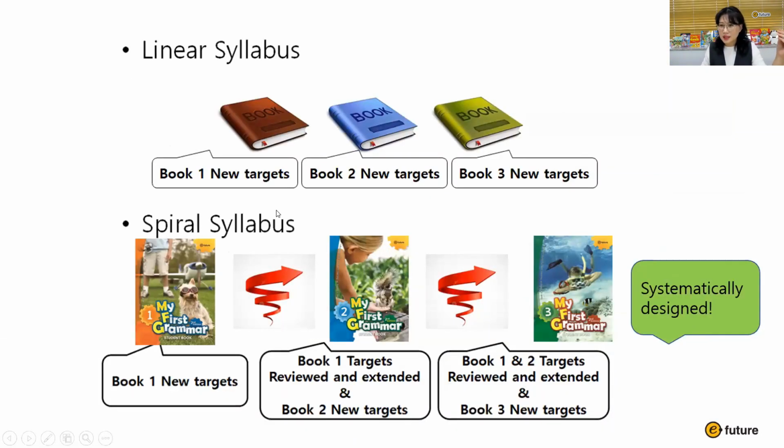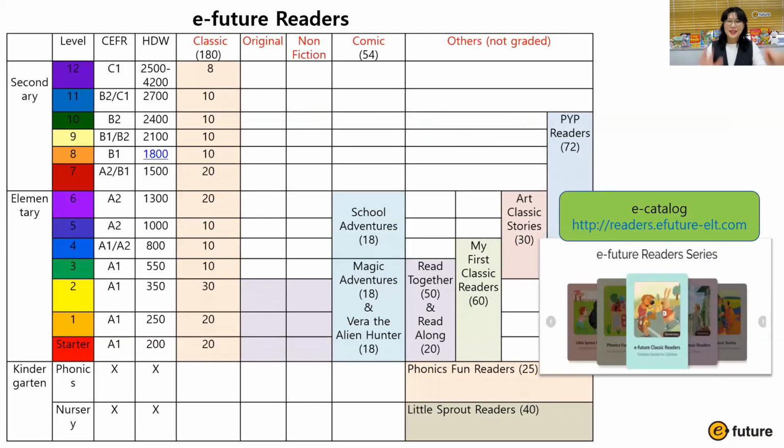And again, spiral syllabus, remember? Okay, so book 1, new targets. And in book 2, you link and review and extend book 1 targets, and then you learn the new targets for book 2. And when you go to book 3, you link and review and extend book 1 and 2 targets, and then you learn the new targets for book 3. Okay, and these are systematically designed. So you will see your students improving their grammar skills, right? If you teach using My First Grammar, you can actually see the progress of your students. And it's really rewarding, right? Okay, so that was grammar.